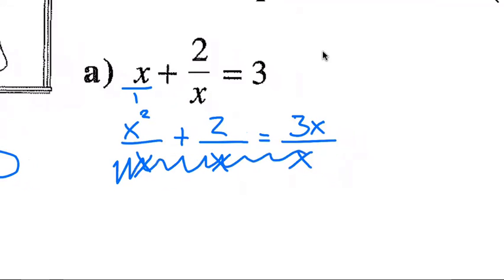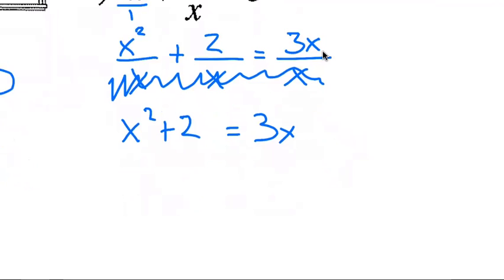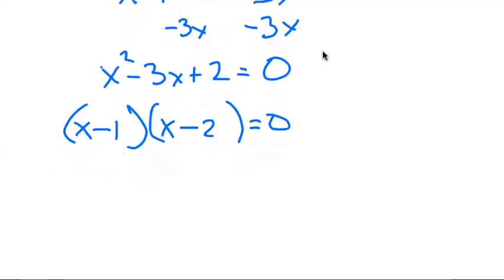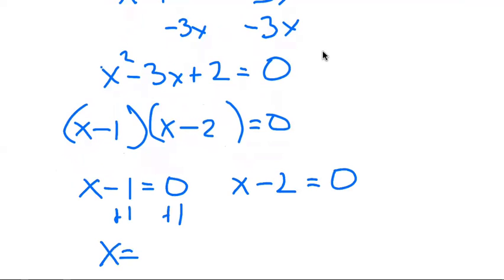These will cancel now. I'm left with x squared plus 2 equals 3x. Sorry, that's not 2x, that's 2. I'm going to bring the 3x over so I can factor. Minus 3x, minus 3x. X squared minus 3x plus 2 is equal to 0. I can factor this. Two numbers that multiply to 2 add together to give -3. This is going to be x minus 1, x minus 2 equals 0. I take both of my factors, make them equal to 0, and I solve. Add 1, x equals 1. Add 2, x equals 2.